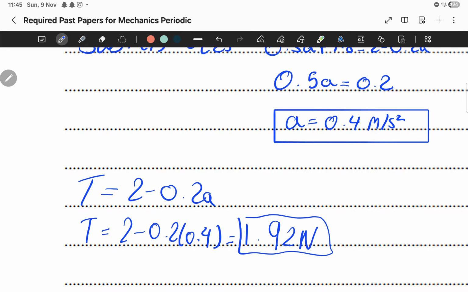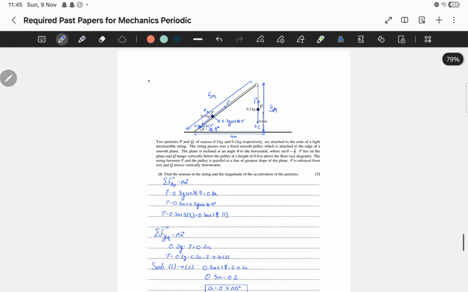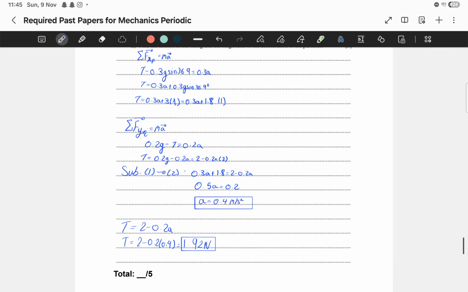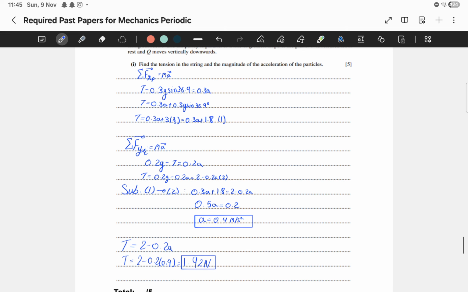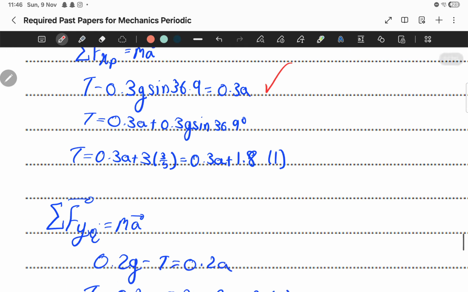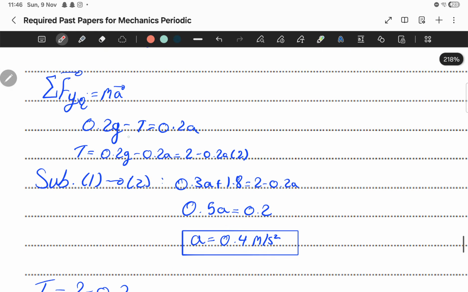This is the last question, so let's just mark it really quickly. We're done. So finally, for P, T minus 0.3 g sine 36.9 equals 0.3a. This is A1. You also have to do it for Q: 0.2 g minus T equals 0.2a. All of this will give me A1.